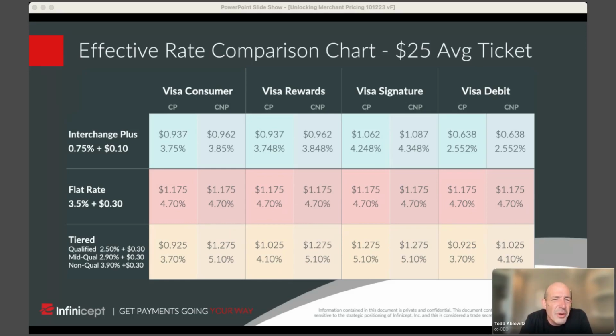The card not present, I think most companies would probably take a basic Visa card that's card not present and put it in mid-qualified. But I think we may have messed that up here, but it doesn't really matter. The point is you're going to have an effective rate of 3.7 for some cards, effective rate of 4.1 for some cards. That's like a swiped card present. And then non-qualified for a super expensive Visa Signature card that has a very high interchange rate.